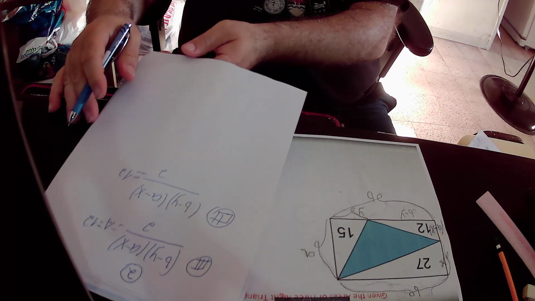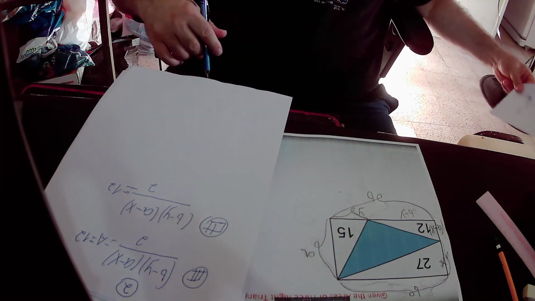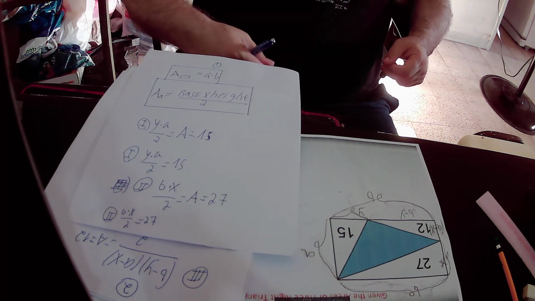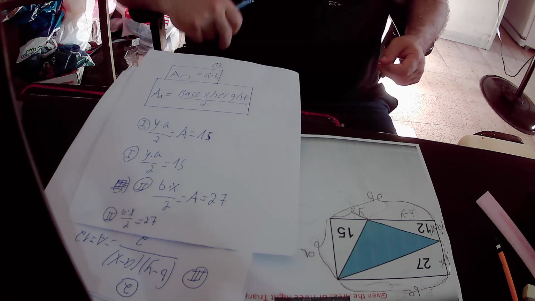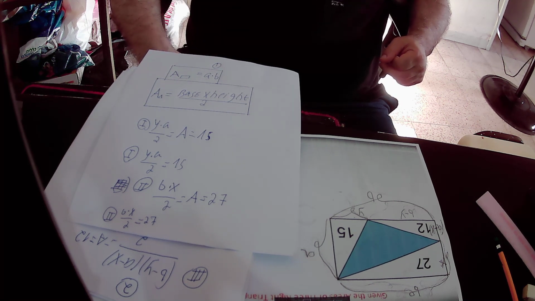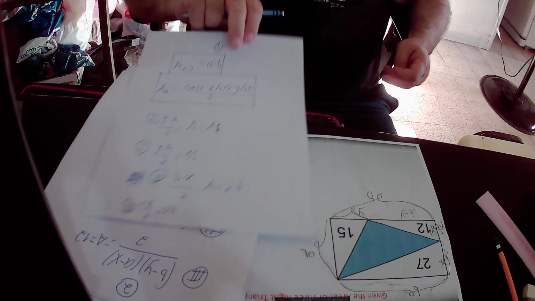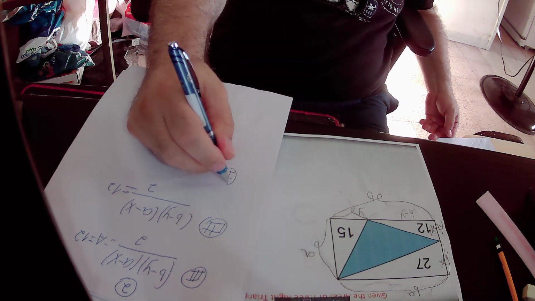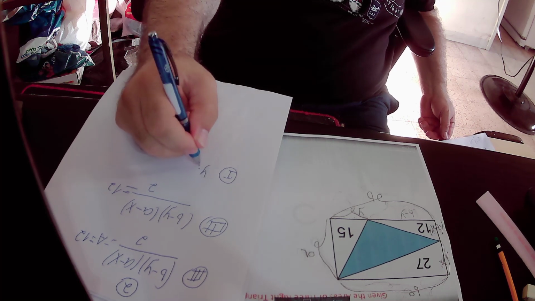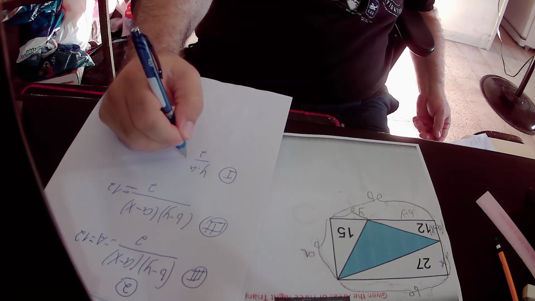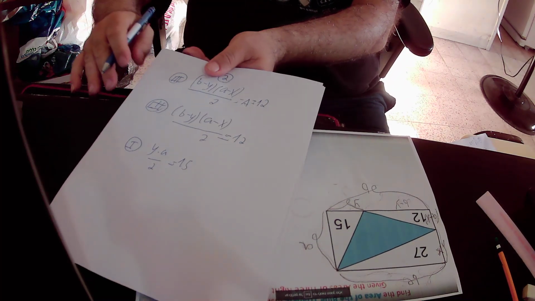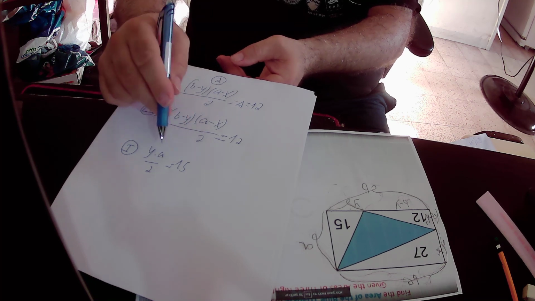Okay, in the next step we will take y and x out of their equations. First of all, we will take y out of the first equation. So the first equation is y times a divided by 2 equals 15. This is the first equation.